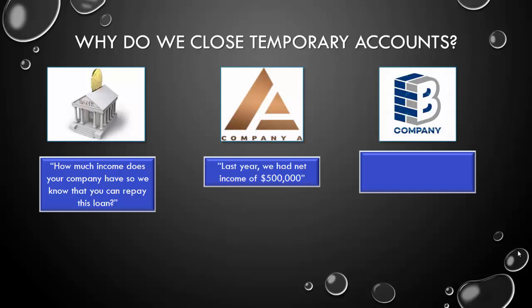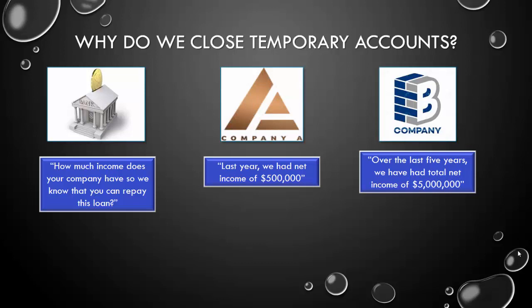Company A says to this bank, well, last year we had net income of $500,000. That looks pretty good. B company says, over the last 5 years, we have had total net income of $5 million. Well, 5 million is better than 500,000. So just from that information, that's a bigger number. It looks like they can probably repay the loan. The problem is it's not the same period of time. Company A has 500,000 from last year. B company has 5 million over the last 5 years, but from that information, we have no way to know how that income was distributed amongst those 5 years.